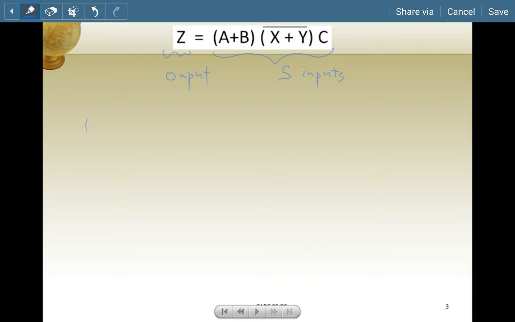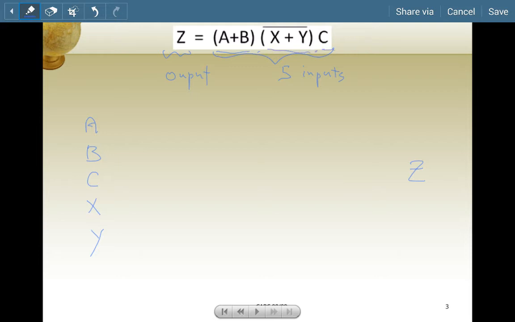Let's put our inputs on the left side: A, B, C, X, Y. These are all my inputs, and remind ourselves we want to arrive at the outputs. So before you start drawing, ask yourself on a high level, what is the eventual outcome you're trying to achieve? You're trying to achieve something AND with something AND with something, right?